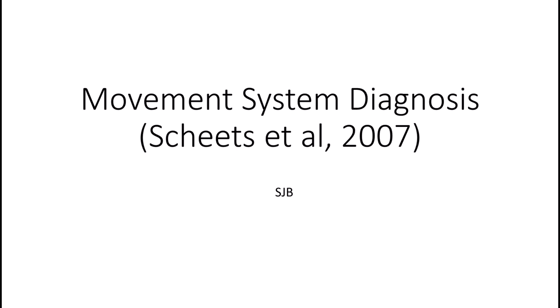The slides presentation talks about the Sheets et al. article that was published in 2007. In this article, the authors define a movement system diagnosis for patients with neurological injury. Actually, the idea of a movement system diagnosis isn't new. It was first identified in 1999 by the Sheets author, as well as the following paper.